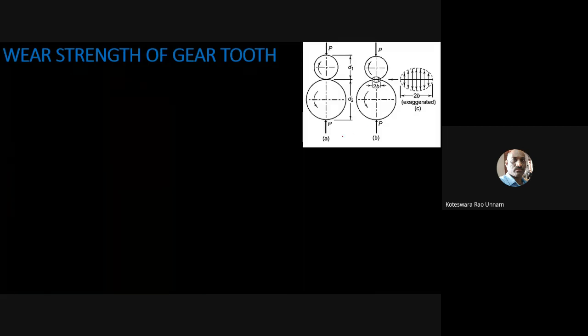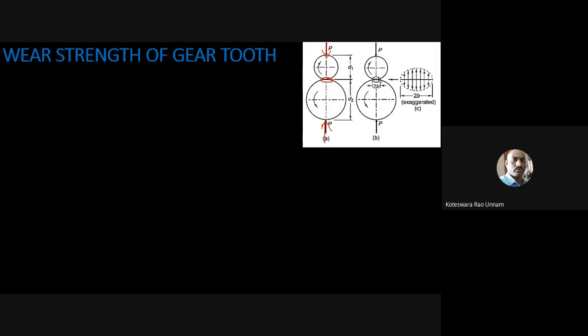This picture shows two cylinders pressed against each other, and at the same time they are rotating like this. Because of this, contact stress develops at the contact surfaces of these two cylinders. Of course, the Hertz contact stress is based on cylinders, not on gears. So we'll take the formulas for the cylinders and apply some analogy to convert them from cylinders to the gear tooth.